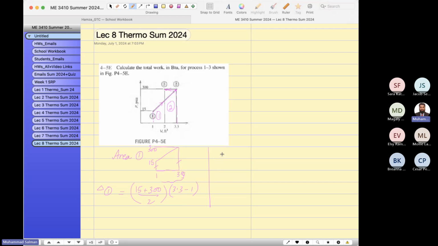So about the area of figure 2. This is figure 2. Okay, this is a rectangle. So if I draw this over here, it's like 3.2. So this is 2.2. So 1.3 is this side. 300 is this.